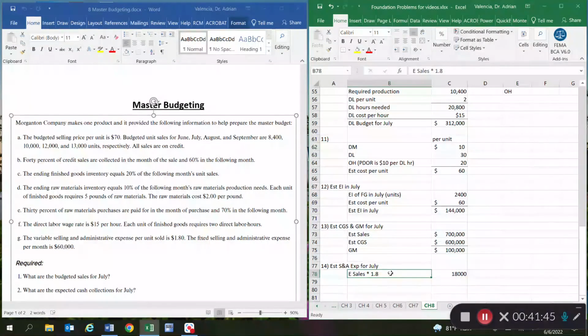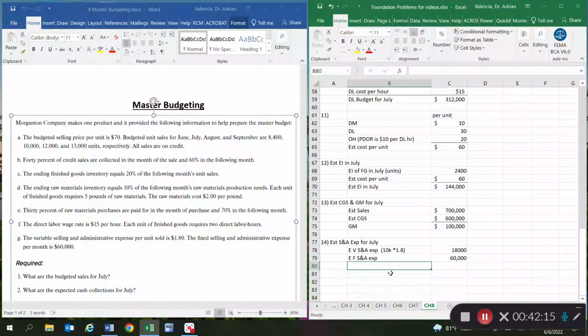Well, you know what? I should be more specific here. This is the expected variable S&A expenses, which is 10K units sold times 180. That's how I should write it. So that's $18,000, okay? Plus the expected fixed S&A expenses, and that was just $60,000. That was given. Okay, so the total estimated S&A expenses for July are going to be the summation of those two, $78,000.